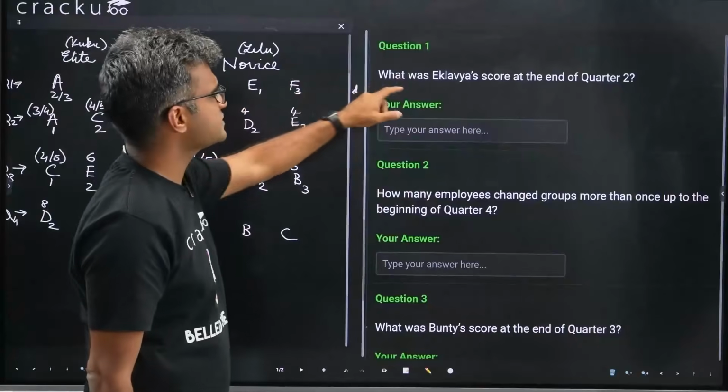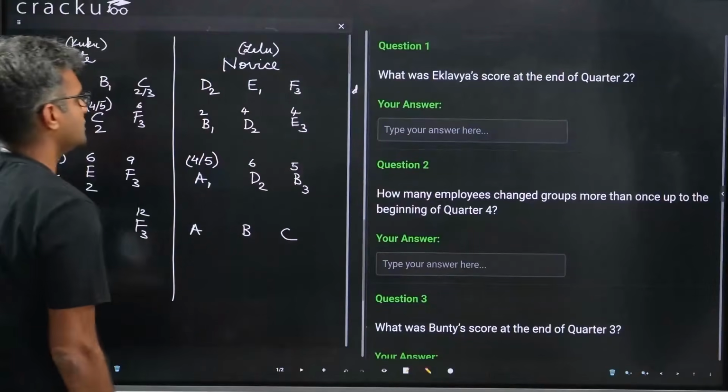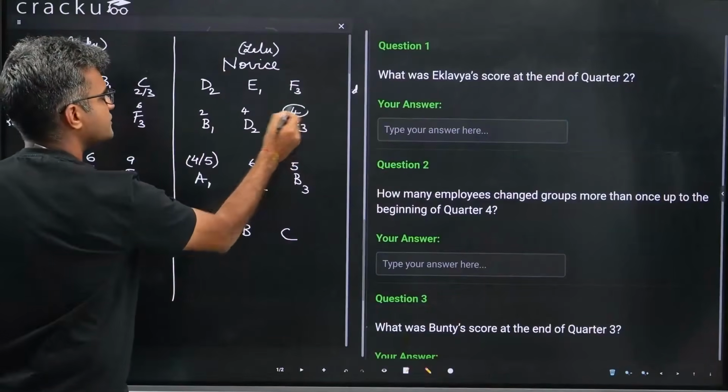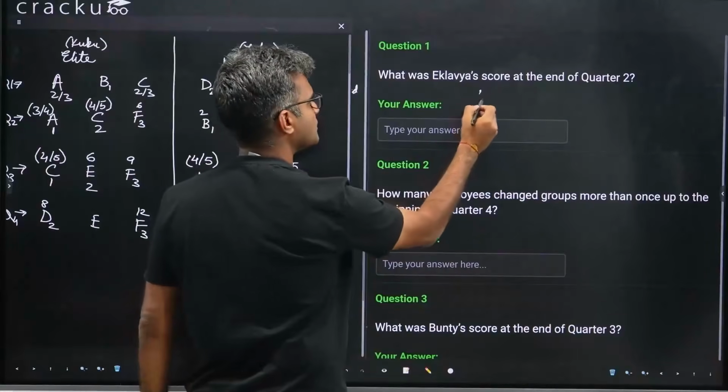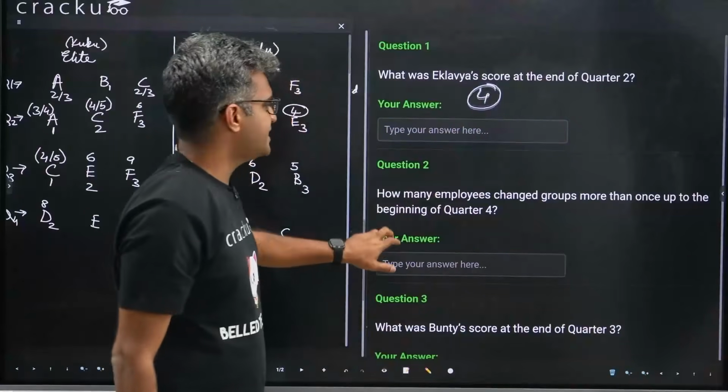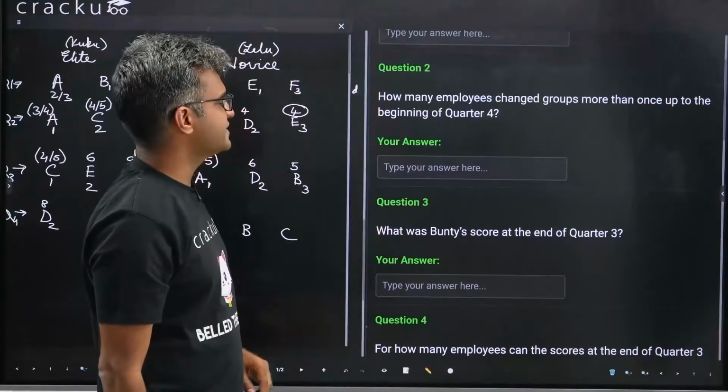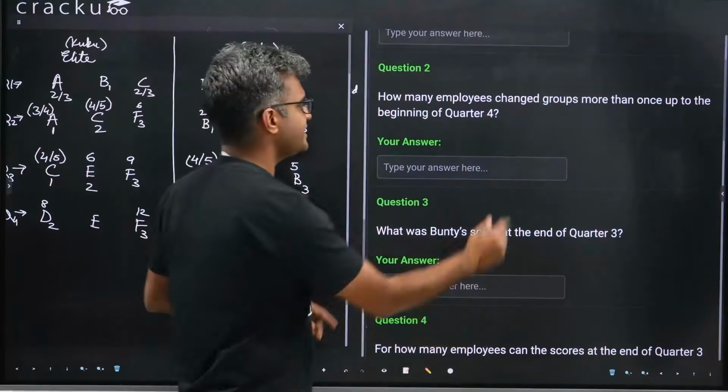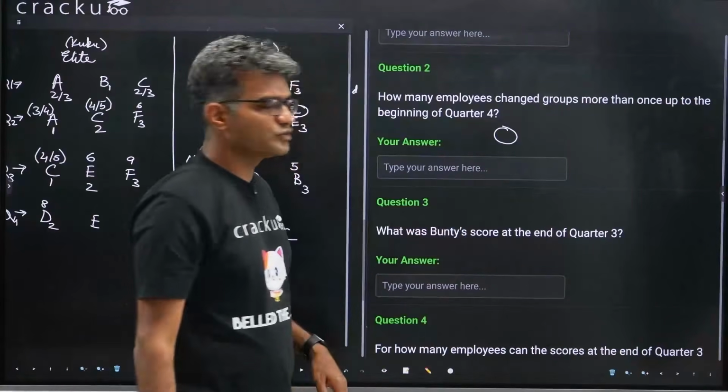Let us go ahead and answer the questions that follow. What was the total score of Eklavya at the end of quarter 2? At the end of quarter 2, the total score of Eklavya is 4. How many employees change groups more than once at the beginning of quarter 4? Nobody changed their groups more than once.